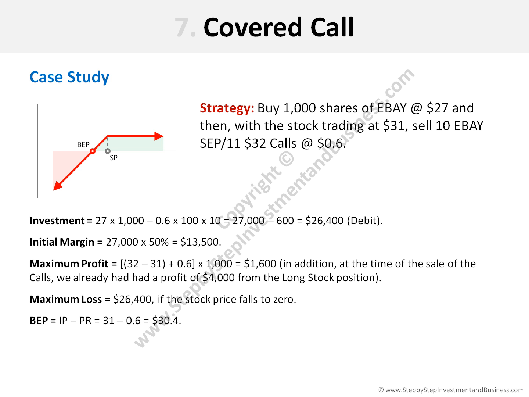On the other hand, the maximum loss that we are exposed to is equal to the entire money invested, that is, $26,400. This occurs if the stock price falls to zero. The break-even point is equal to the stock price at trade initiation minus the premium received. In our case, 31 minus 0.6, which is equal to $30.4.